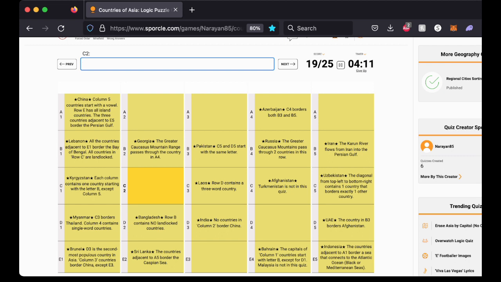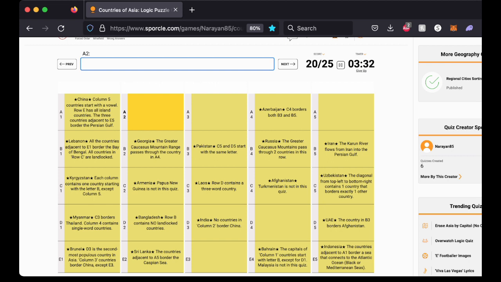Does Kazakhstan border China? I'm trying to remember. I think it's Armenia. Yeah, I think it's Armenia. Armenia does not border China, and it is landlocked. Armenia. Papua New Guinea is not in this quiz.